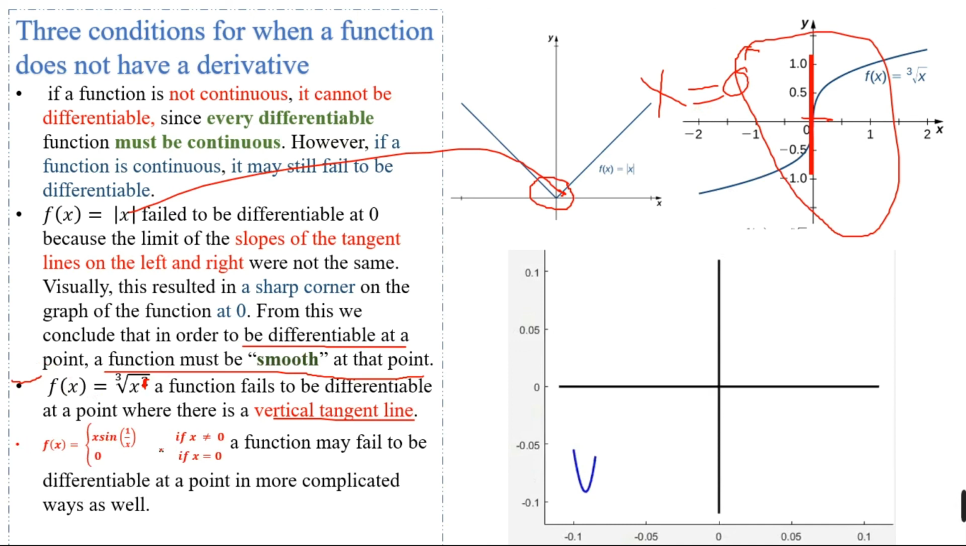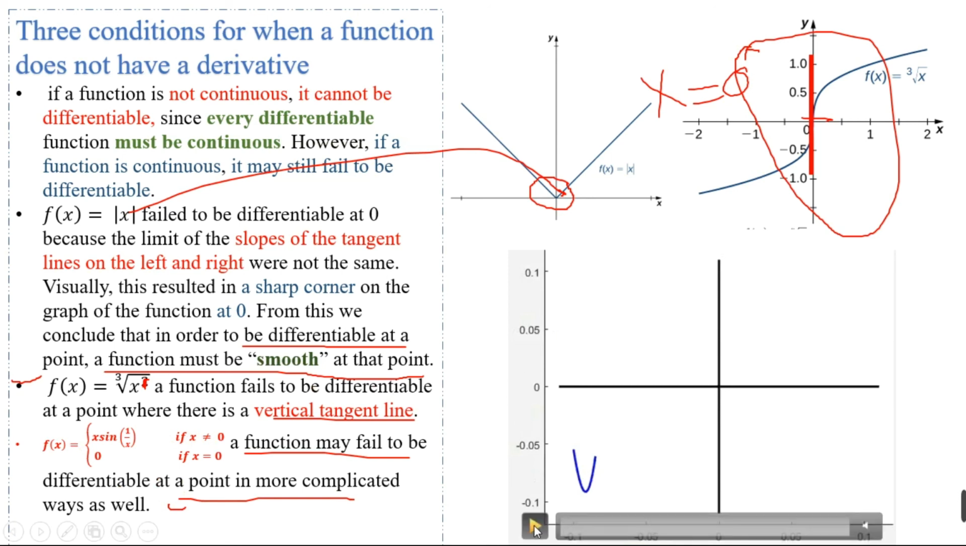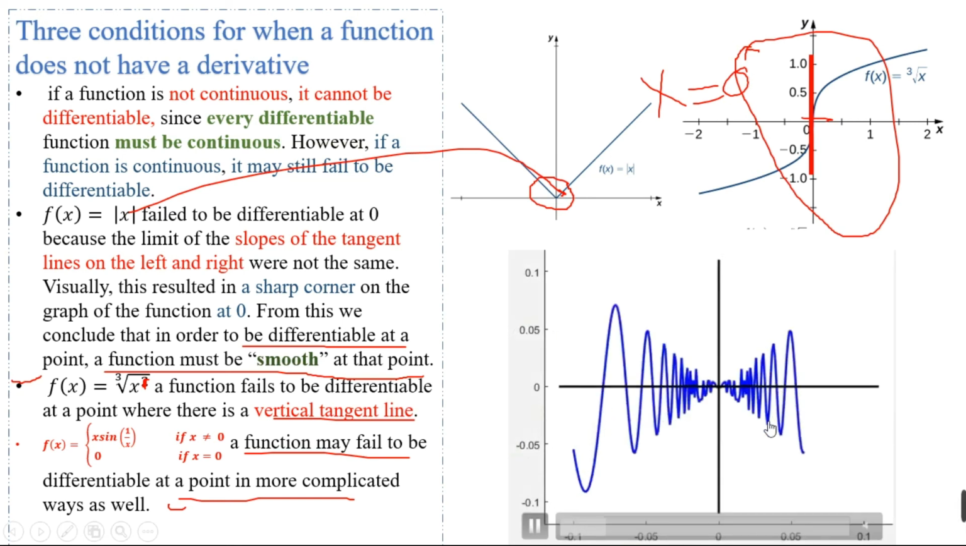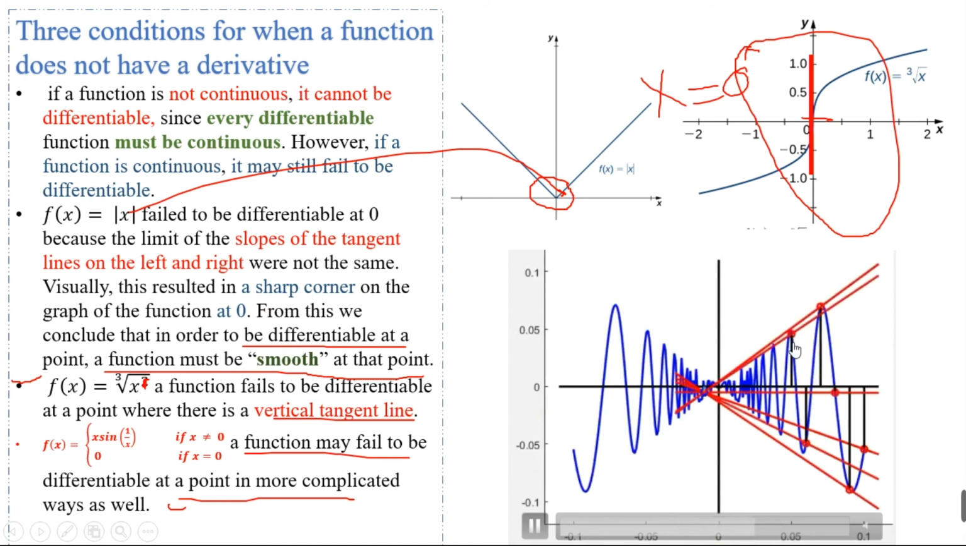And now we have a third condition, and this is the function. A function may fail to be differentiable at a point in more complicated ways as well. We have also proved this with the help of an example, and we also plotted the graph of this function. When the function continuously changes the slope of the secant line, this means the function is also not differentiable at that point. This is the graph of this function, and we can see that the slope of the secant line continuously changes as x approaches 0.